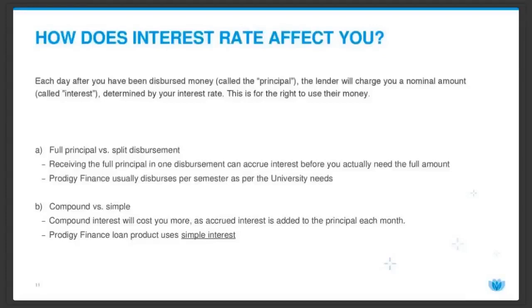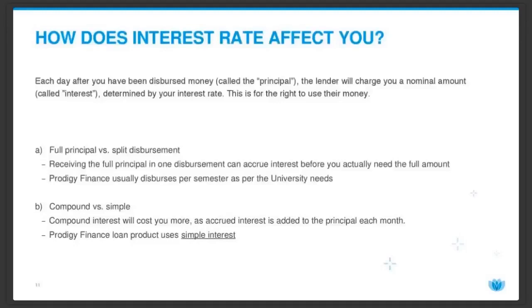Now two situations can happen here. You can either go for full principal or split disbursement. There are a few lenders who will provide you the complete amount, the entire amount, in one go, either to you directly or to your school directly. While it may look like an easy process, where I get the entire amount in one go, it is not that true. What happens is that you acquire a heavy interest burden even before you actually need the full amount.